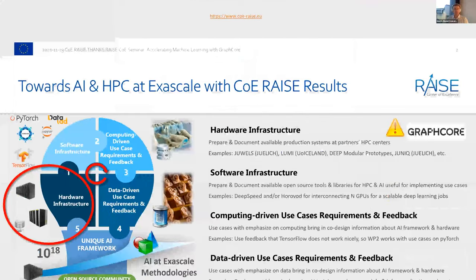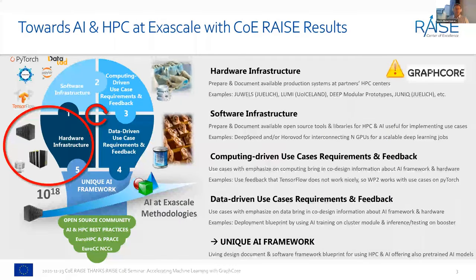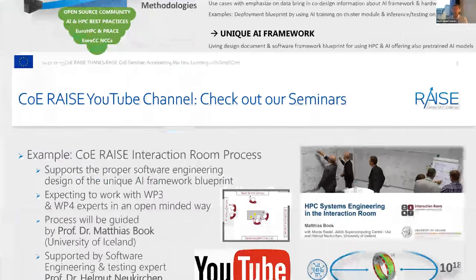Just one pointer here. Today we heard about GraphCore, just to let you know that we of course are also interested in other hardware infrastructures, not only those which are now in the top 500 like JUWELS or the Barcelona systems. We also experiment with other facilities like the quantum computing at Jülich, for instance, but GraphCore would be just another one. So stay tuned for what updates come for our unique AI framework in the project.